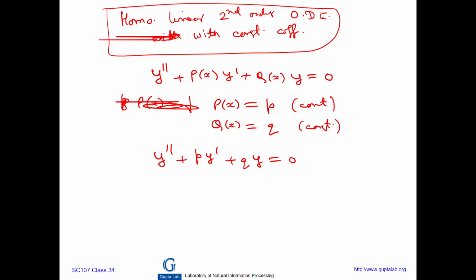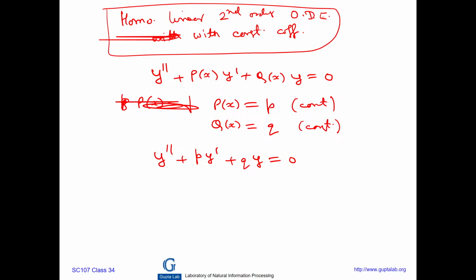So this is the equation. What can you do? Of course, one solution is y is equal to 0, right? 0 is a trivial solution. I am looking at a non-trivial solution. So I am looking for a function y which is a function of x, right? Y is some function of x which, if we differentiate two times and one time, and take a linear combination of the constants with y, the value comes to 0.